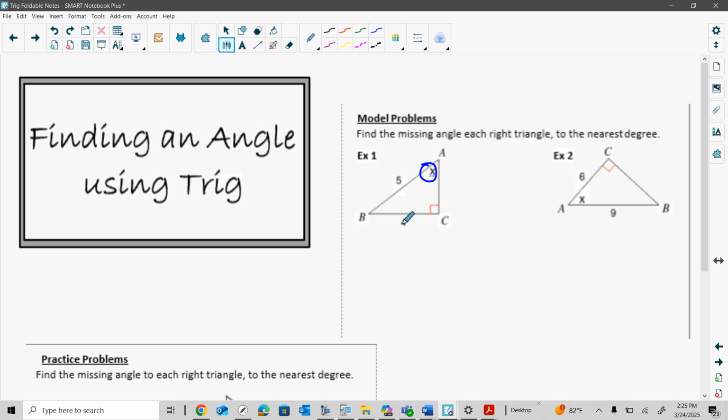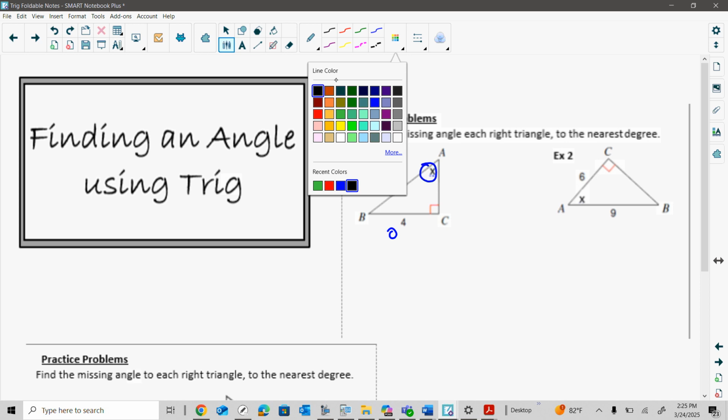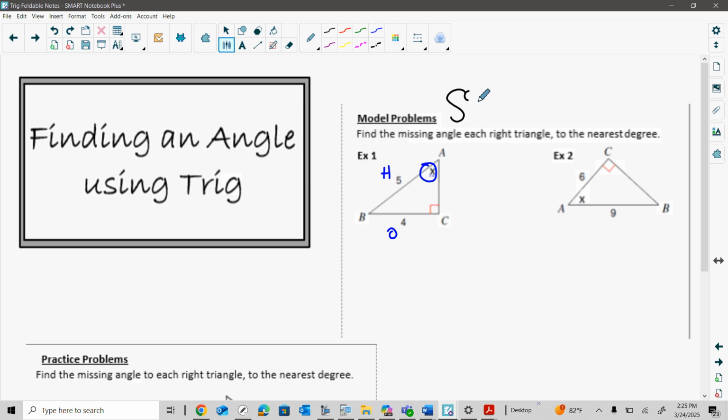So if I go across here, this 4 is our opposite. I'm just going to put an O there. And this 5 is our hypotenuse. Okay, so we're going to go back to using our little acronym, SOHCAHTOA, and look for the one that is dealing with an O and an H.